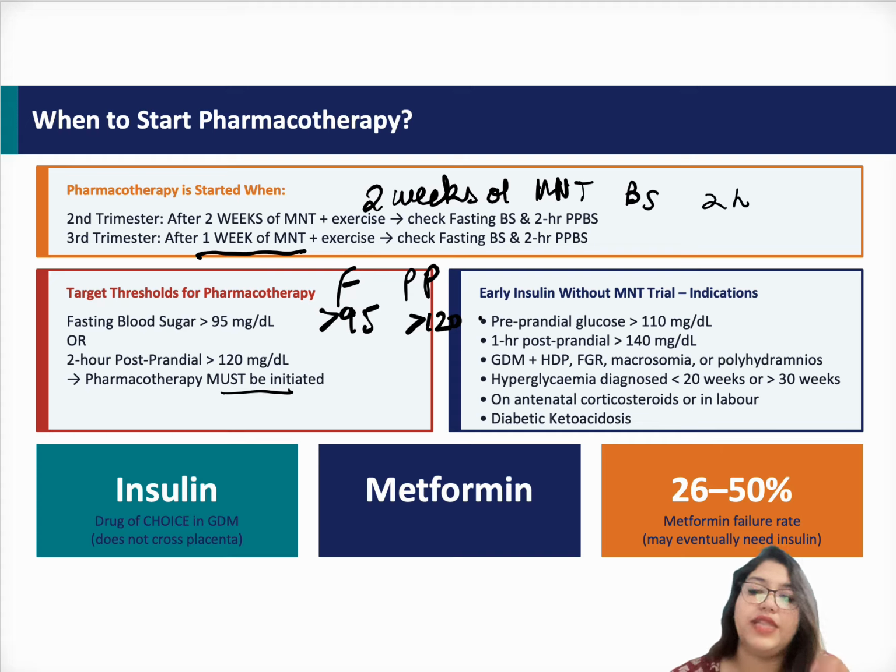So early insulin without MNT trial indication. So preprandial glucose more than 110, 1 hour postprandial glucose more than 140, then we can give them early insulin.